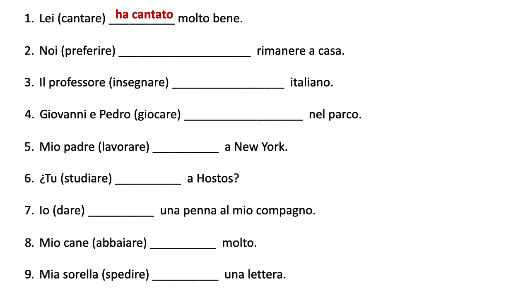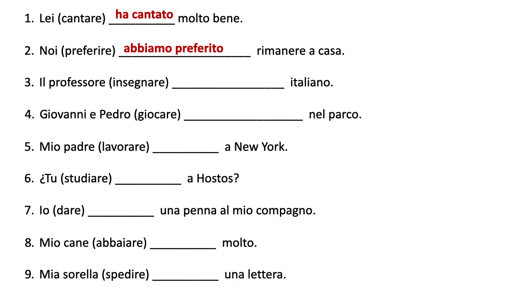So what is the right form of avere for noi? Noi abbiamo, right? And then what is the correct past participle for preferire? Well, it ends in ire, means it's an ire verb, right? We get rid of that. We change it for ito, right? Preferito. And we combine the two elements. Noi abbiamo preferito rimanere a casa. Again, what does that mean? We preferred to remain home. Okay? Il professore insegnare italiano.